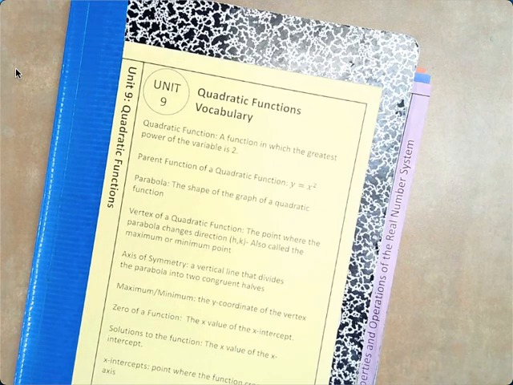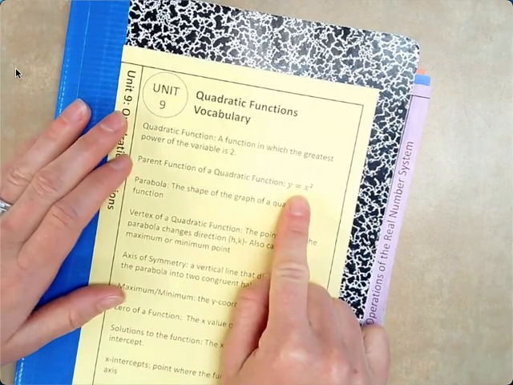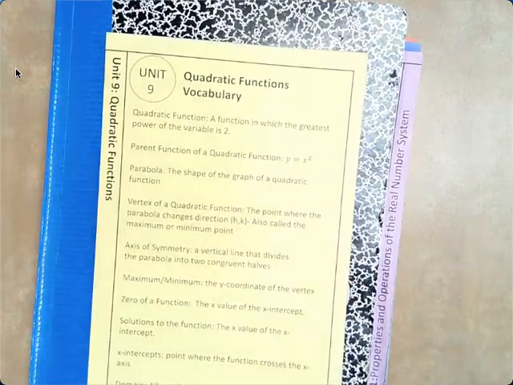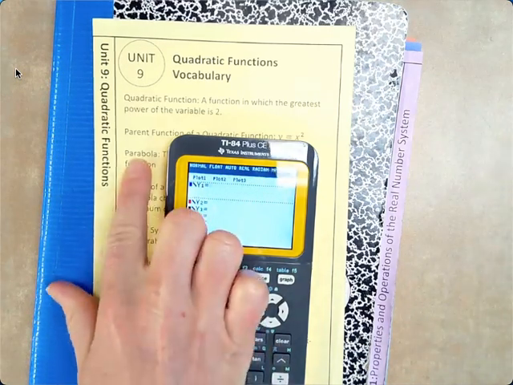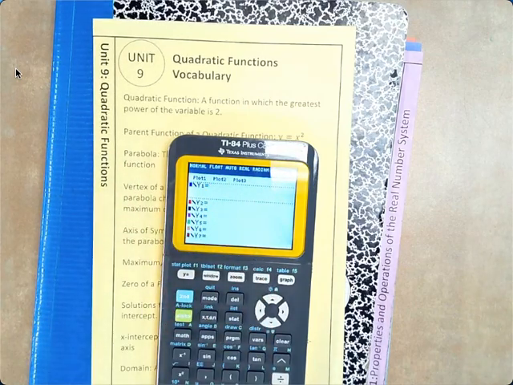Quadratic function, a function in which the greatest power of the variable is x squared. When we had exponential, the variable was an exponent. Now with quadratic, the exponent is 2. The parent function of quadratic is y equals x squared. So I want you to look at this in your calculator. Open your calculator, clear out what's in there, and we're going to look at what a quadratic function is. It has a silly name, and then parabola is the next vocabulary word. So there's lots of new vocab for this.